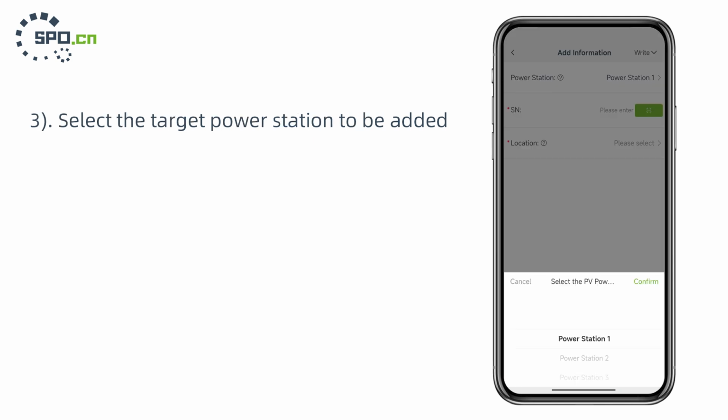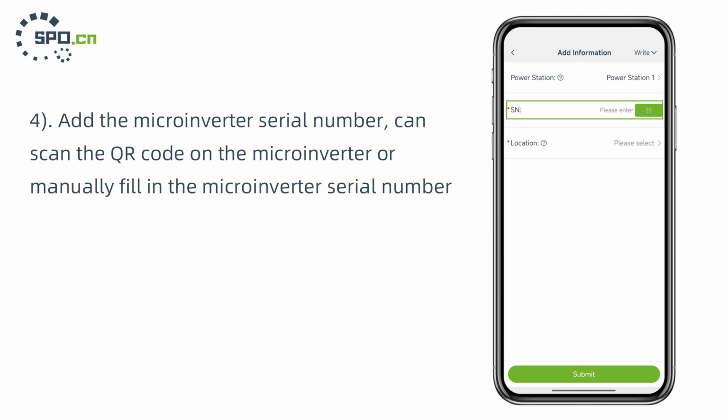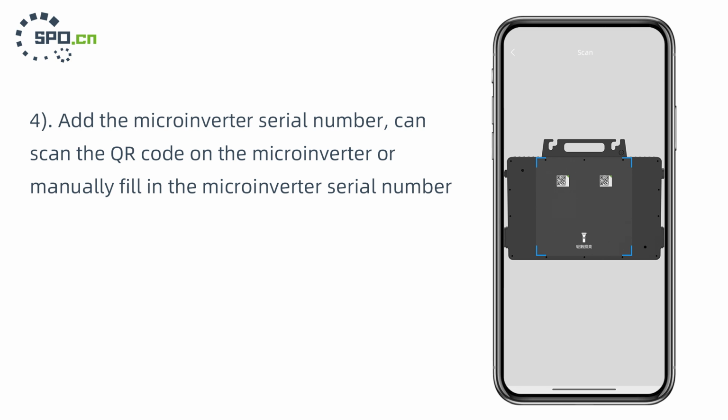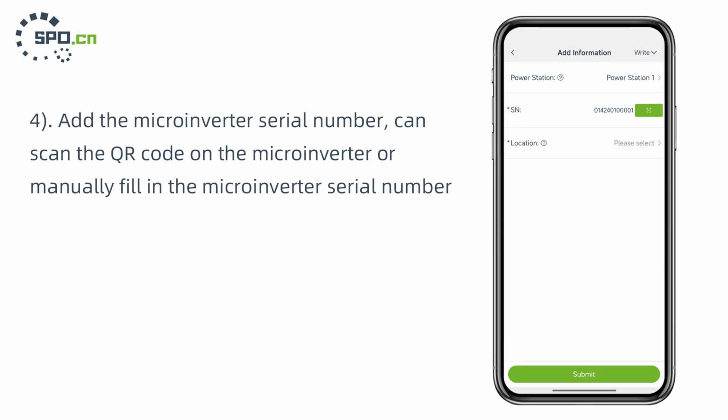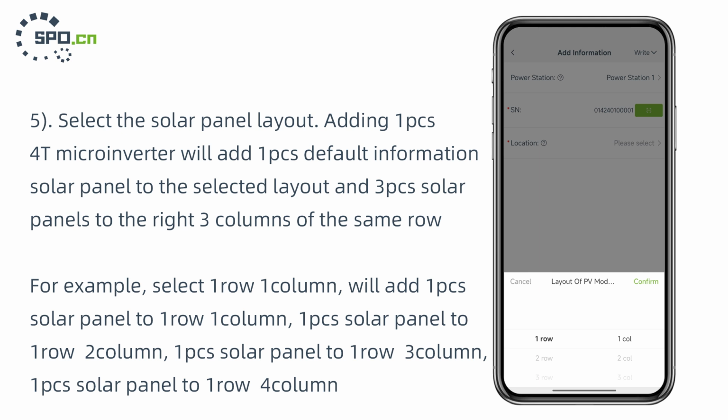Select the target power station to be added. Add the microinverter serial number. Can scan the QR code on the microinverter or manually fill in the microinverter serial number. Select the solar panel layout. Adding 1 PCS for T microinverter will add 1 PCS default information solar panel to the selected layout and 3 PCS solar panels to the right 3 columns of the same row.